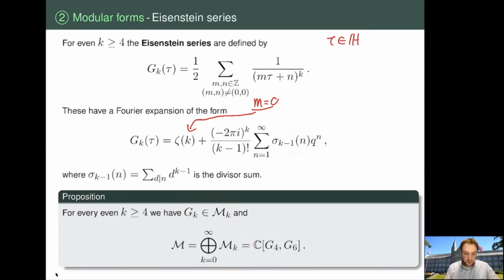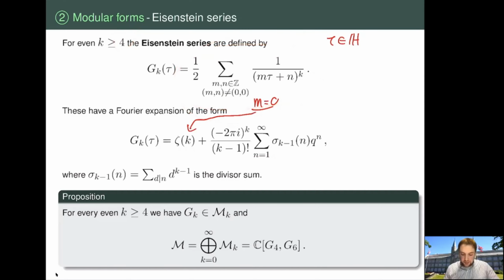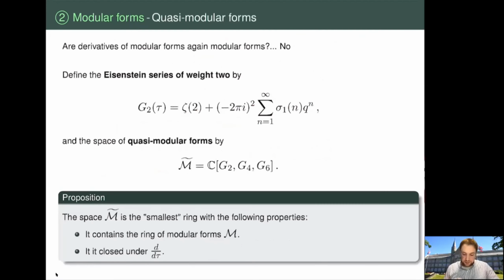And so this is now defined for k greater or equal to 4, because for example, for k equals 2, this sum is not absolutely convergent. But this expression here makes sense also for k equals 2. And therefore, we can consider the following.